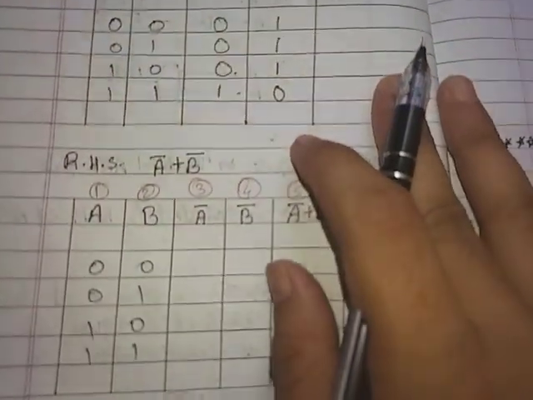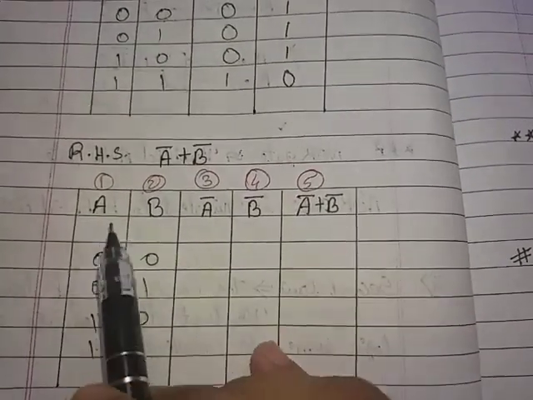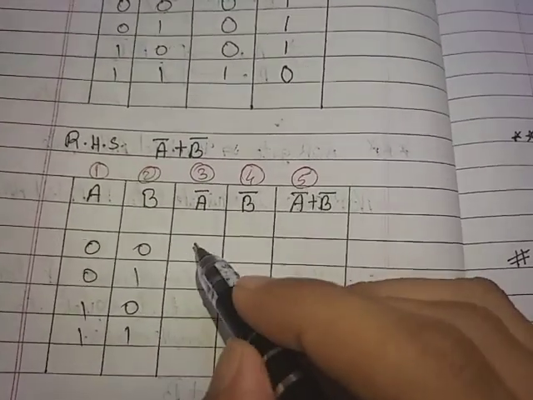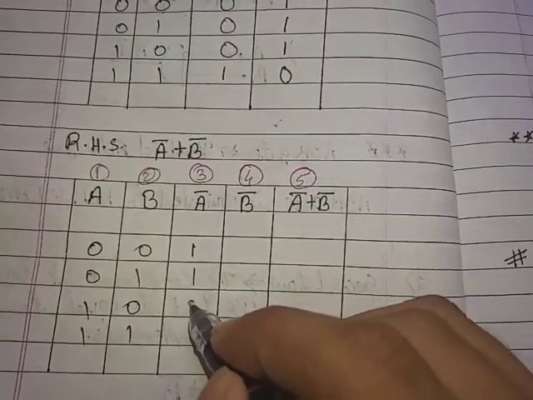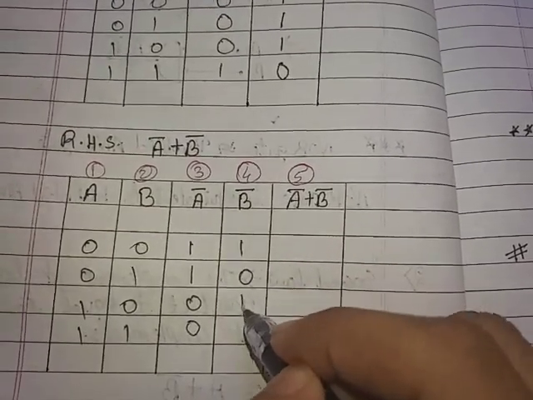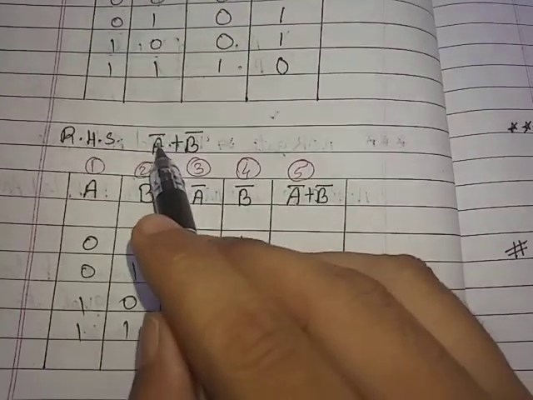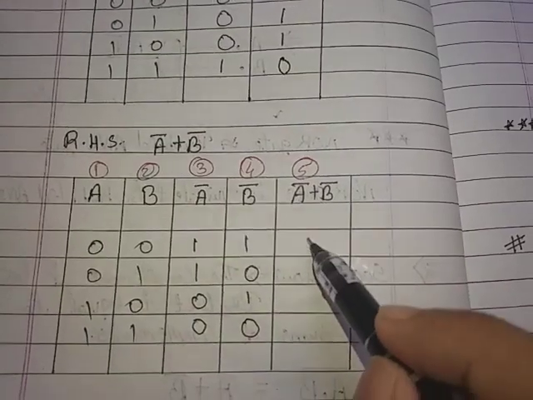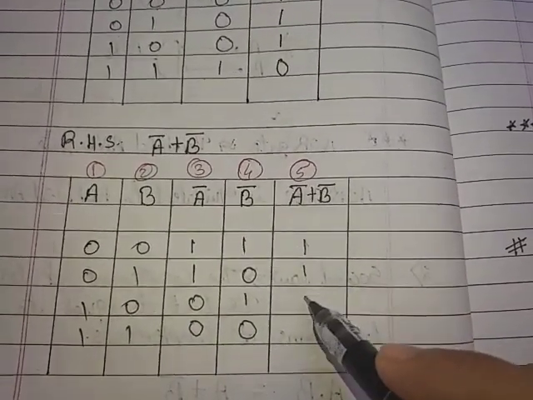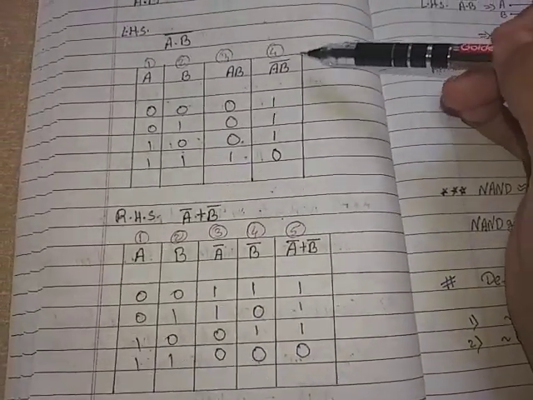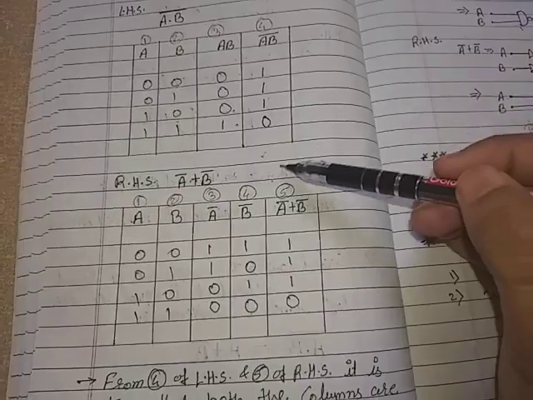Now for RHS we have A bar plus B bar. So first we have to take A bar and B bar of the input A and B. So 0 will become 1 and 1 will become 0 here as well. Then we have to perform OR A plus B, that is OR operation. 1 plus 1 1, 1 plus 0 1, 0 plus 1 1, and 0 plus 0 0. Here as well, if you see, the fourth column of LHS is identically equal to the fifth column of RHS.